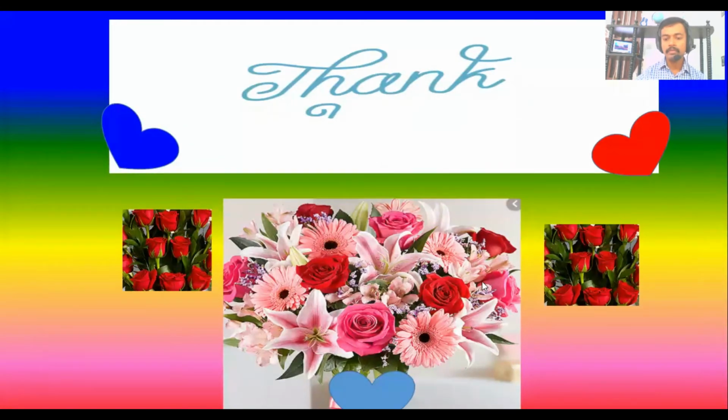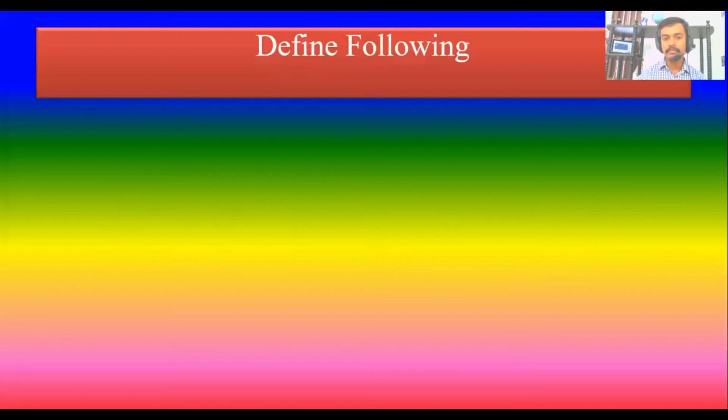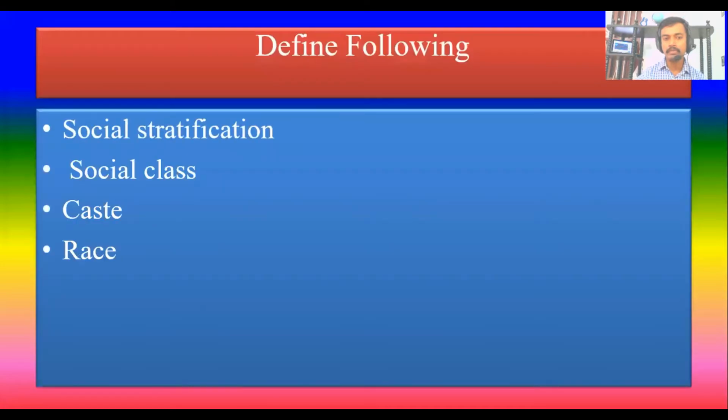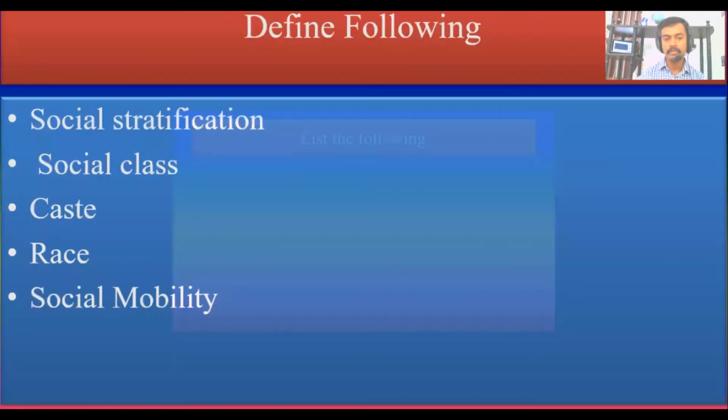Then important questions in this unit, review questions: social stratification, social class, caste, race. These three are important questions asked in the 5-mark question, okay? Important one. Social mobility is important as well.